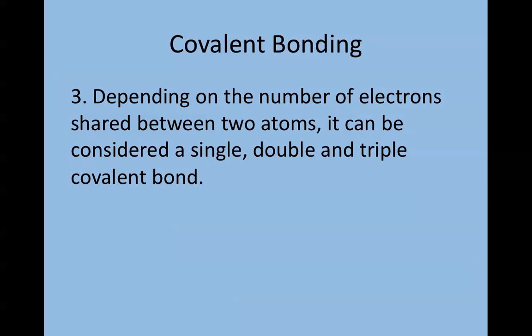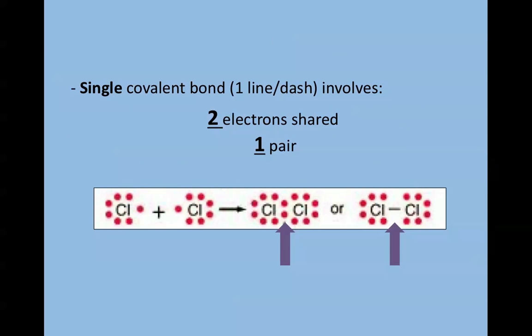Now, depending on the number of electrons shared between the two atoms, we can have a single covalent bond, a double, or a triple covalent bond. So we're going to just quickly talk about each of those. A single covalent bond, which is represented by a single line or dash, involves two electrons shared, or we can say one pair of electrons. So we can represent that by either two dots or by a line between the two elements. And again, this dash represents the two electrons shared.